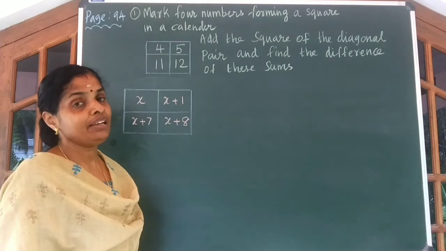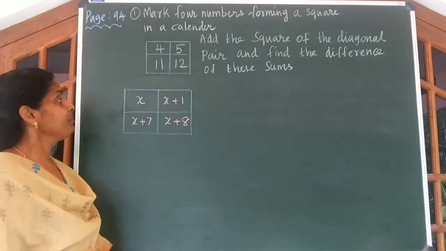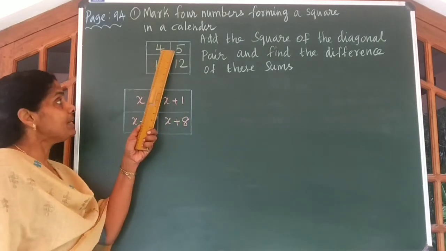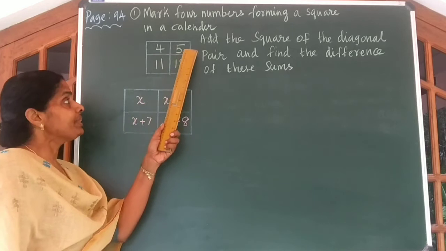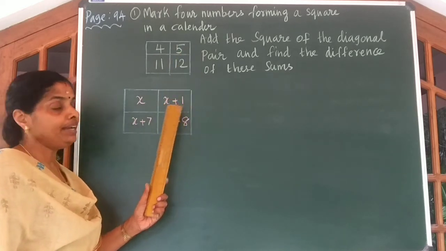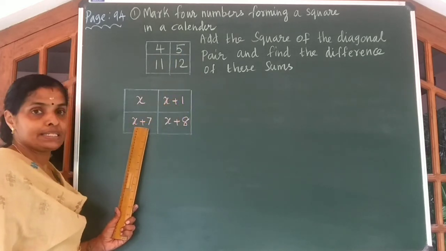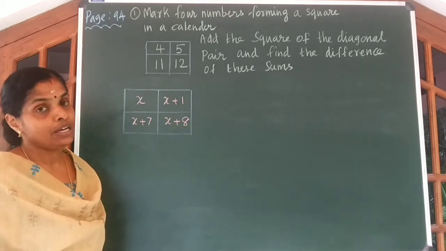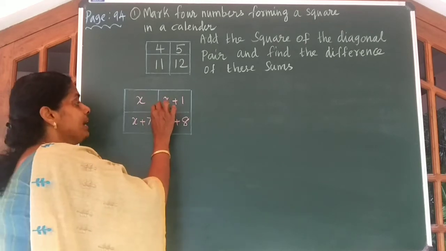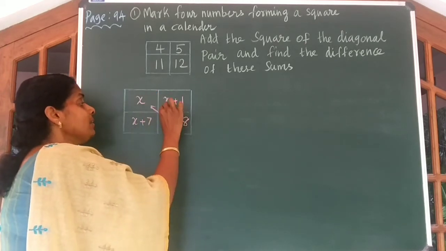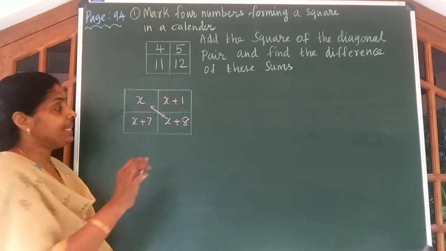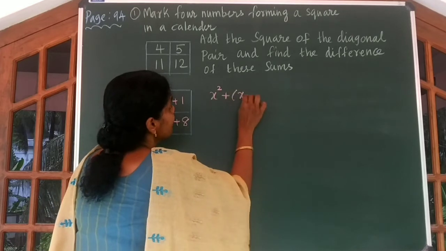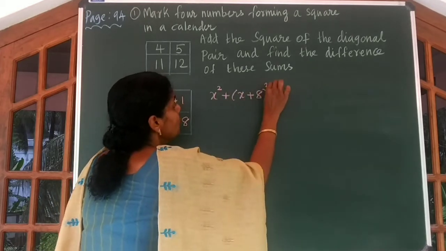We are explaining the second part of the question. We took the 4 numbers using algebra. The first number is taken as x. The second number x plus 1. The number which is under x is x plus 7. Next number x plus 8. So as we did before, we have to find the square of the diagonal products. That is, we have to find out x square plus x plus 8 the whole square.